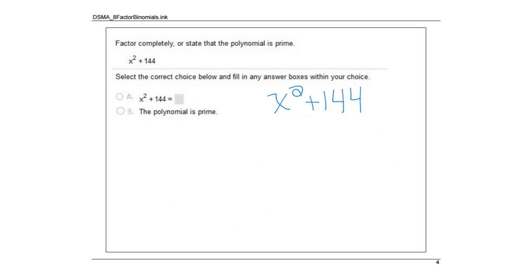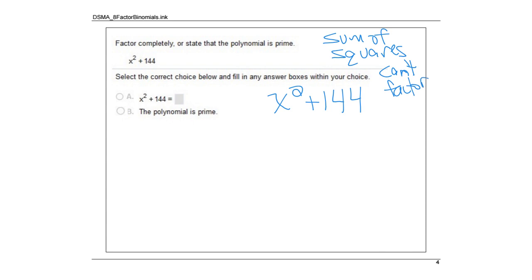All right, so here's one of our problem children. At this point, we do not have any tools to factor this. We cannot factor a sum of squares. So this is a sum of squares because we have x squared and we have 144, which is 12 times 12. We cannot factor this. All right, so let me show you why.